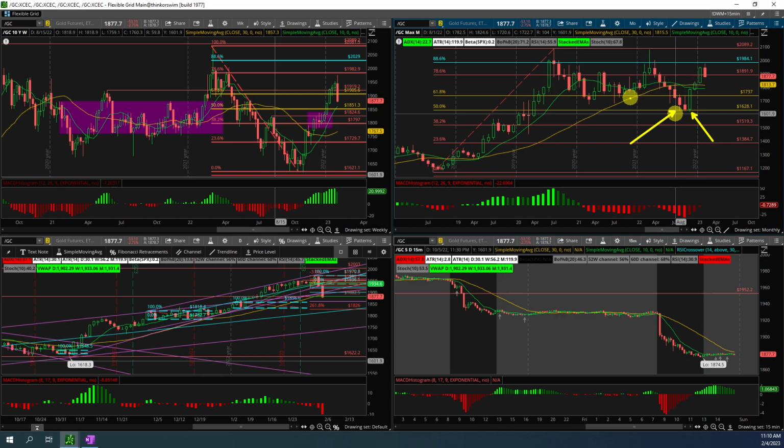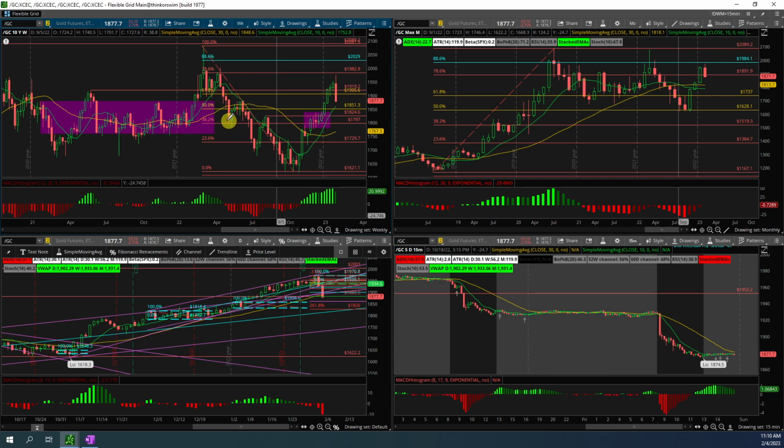Away from this moving average, the 30 month simple moving average, and then the 10 month simple moving average. So then you do have some resistance here at 88.6%, and then the market, or gold, came back down.